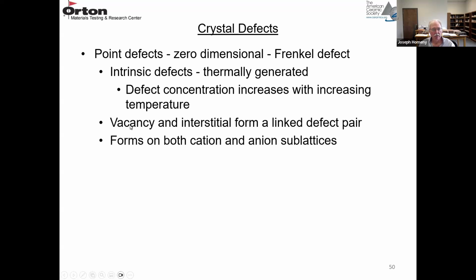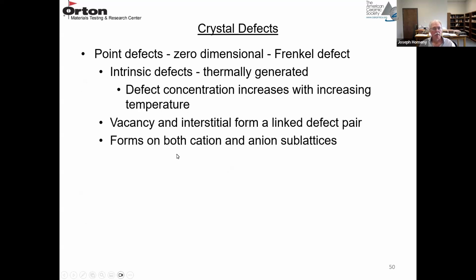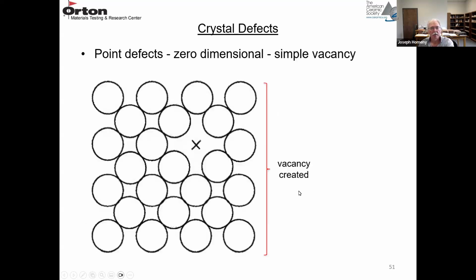So you have a vacancy and an interstitial. They're basically linked together to form a defect pair. So this vacancy and this interstitial is a defect pair. They can form on either the cation or the anion sublattices. So it doesn't have to be a cation moving to an interstitial. It can be an anion moving to an interstitial site.